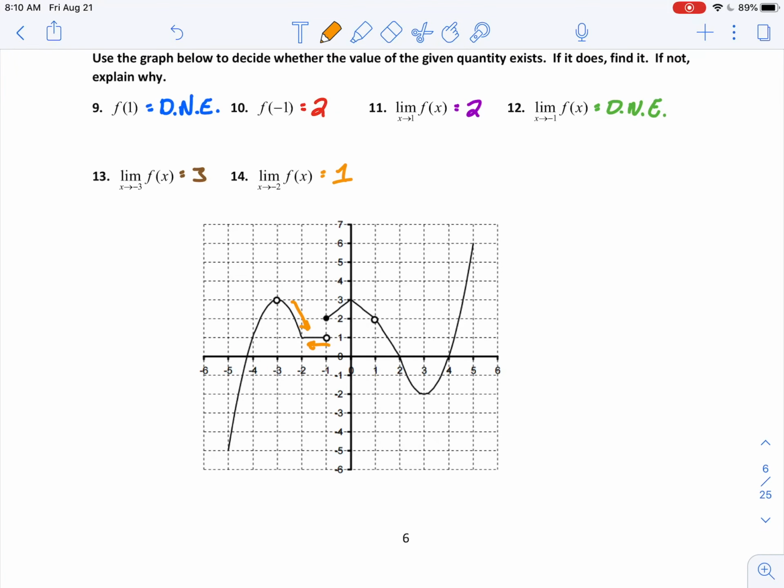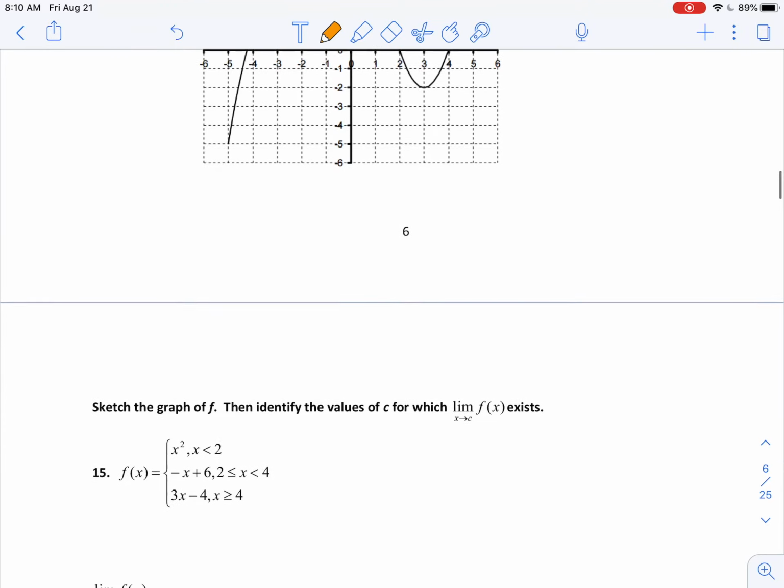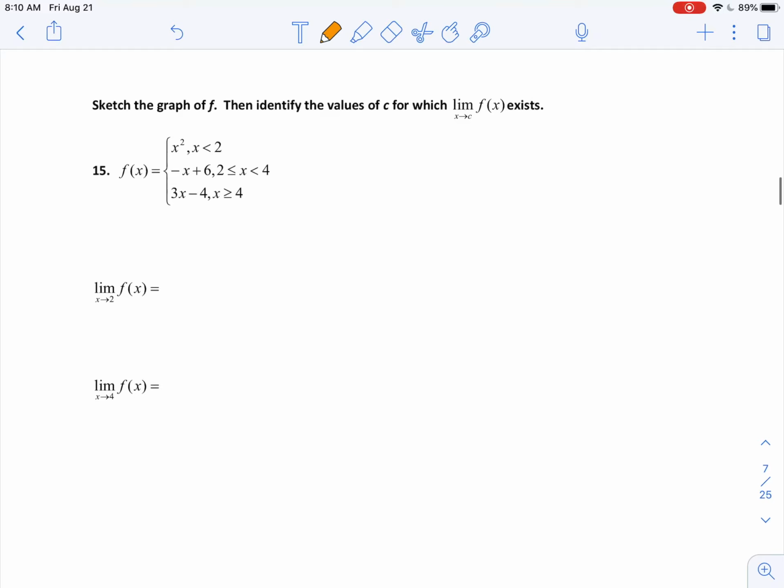So it's a fairly simple idea, I do believe. However, it's fundamental to all of calculus. And I believe, oh, we have one more. Yep, last one. Sketch the graph of f. Then identify the values for which the limit as x approaches c of f of x exists.